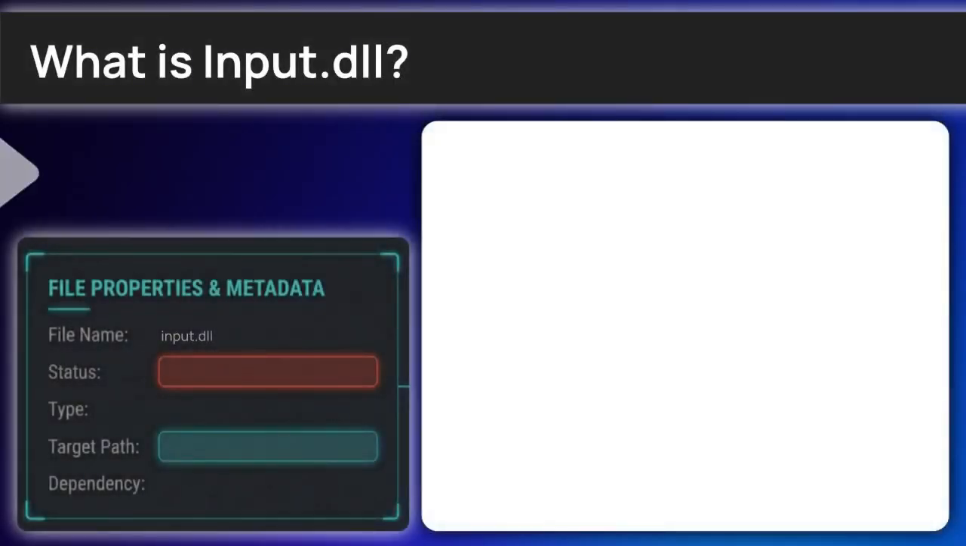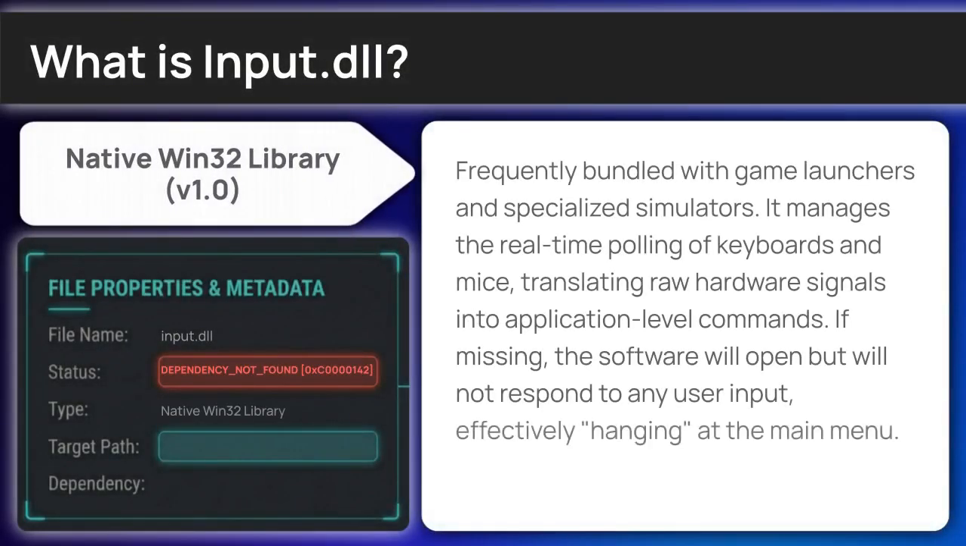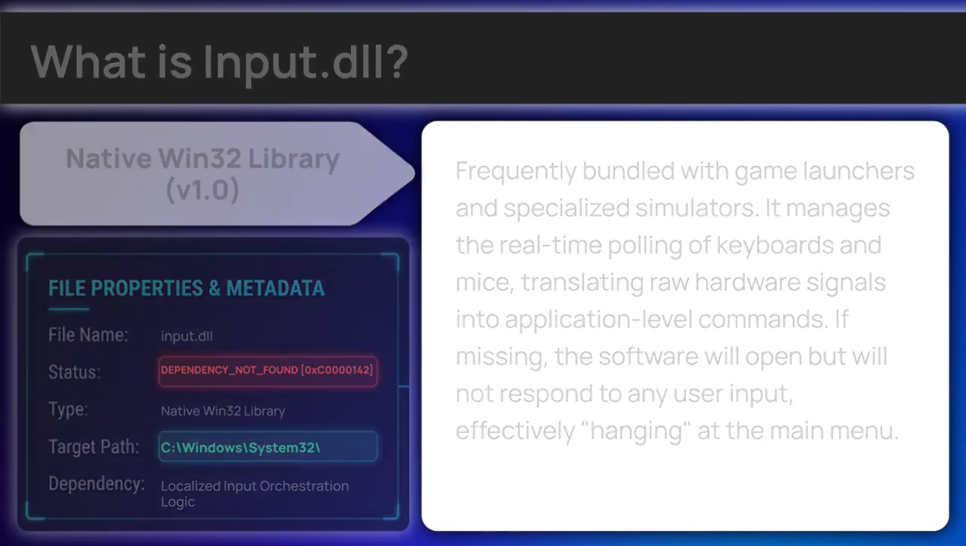This is the Input Library, frequently bundled with game launchers and specialized simulators. It manages the real-time polling of keyboards and mice, translating raw hardware signals into application-level commands. If missing, the software will open, but will not respond to any user input, effectively hanging at the main menu. Since we've covered what this file is, let's move to the primary fix.